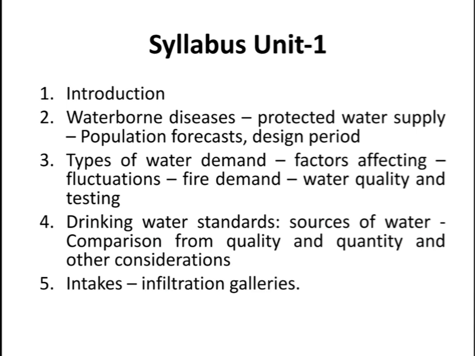The main objective of water supply engineering is to supply safe and pure water. It means quality and quantity. These are the 2 terms we have to consider here. Safety is in the sense of quality and quantity. The required quantity of water with required quality we have to supply to the community. So that is the main objective of this subject. For that, what are the things a civil engineer should know?